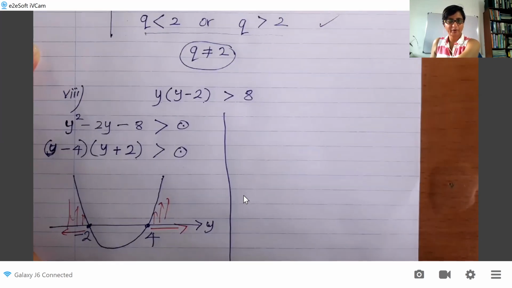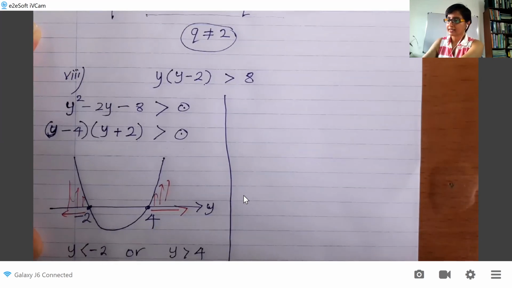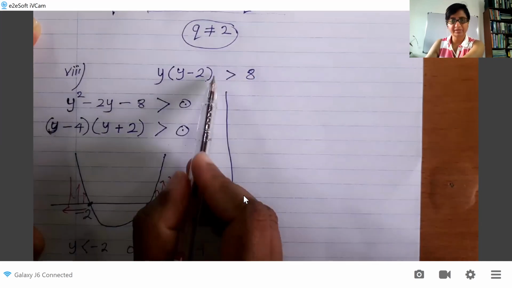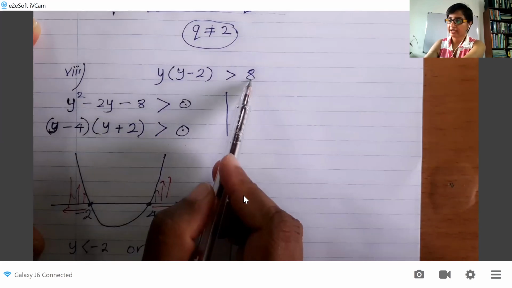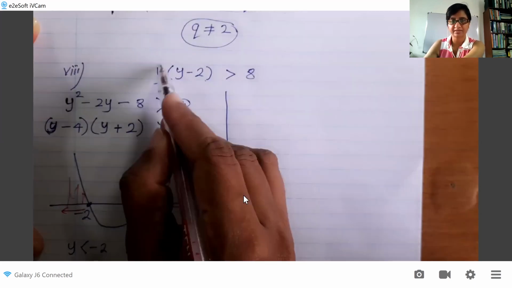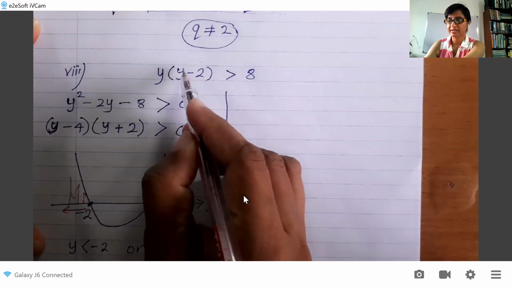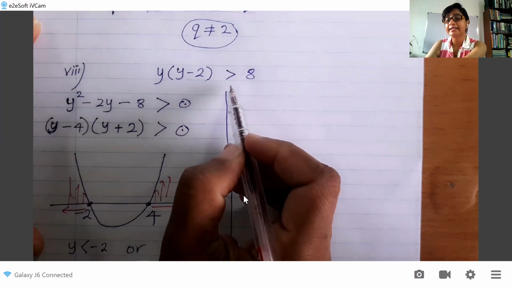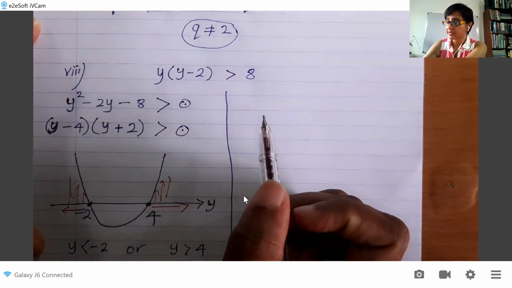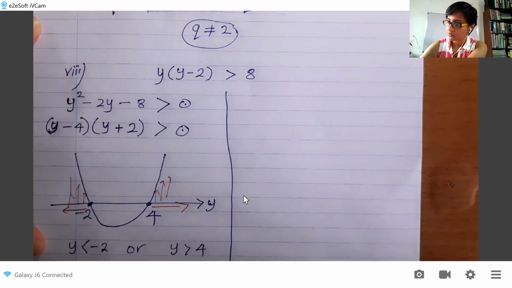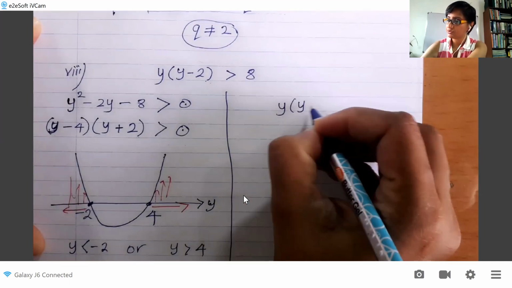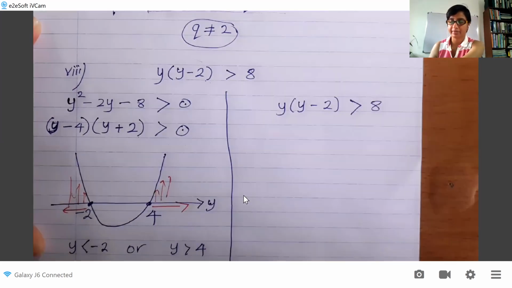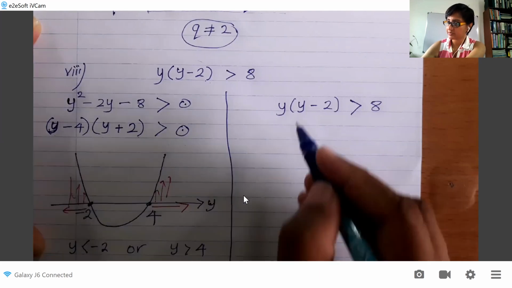Can you think of a different way of doing this? Keeping the inequality as it is, because here, this already represents a parabola without the 8. This is a different parabola, just this. But here I want to see where the parabola is greater than, not 0, where it is greater than 8. Now let me sketch this parabola. Let me write it first. So y squared minus 2y greater than 8. Let me keep it like that. I'm going to sketch this parabola.